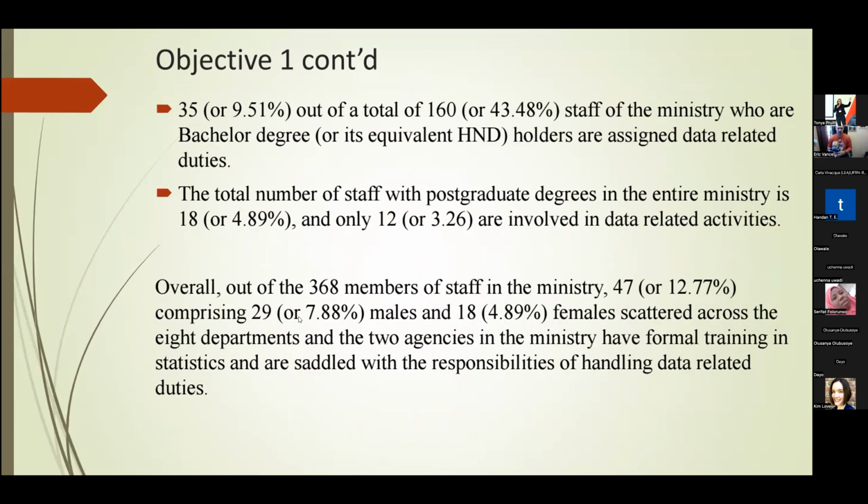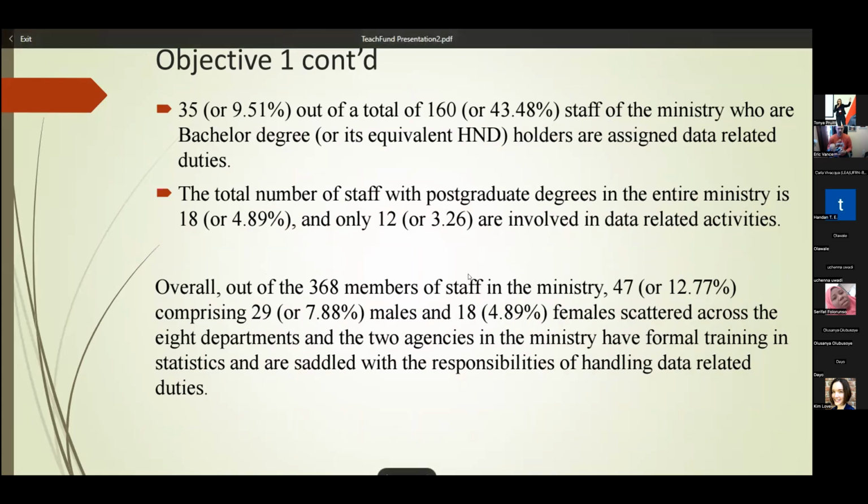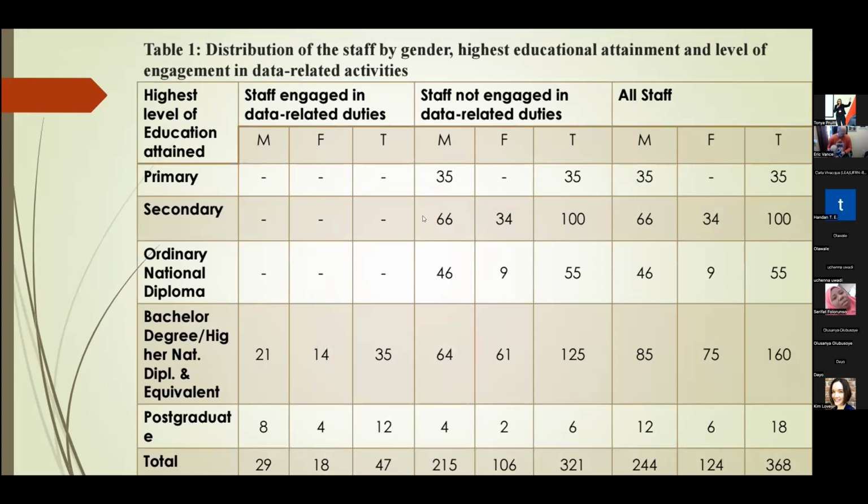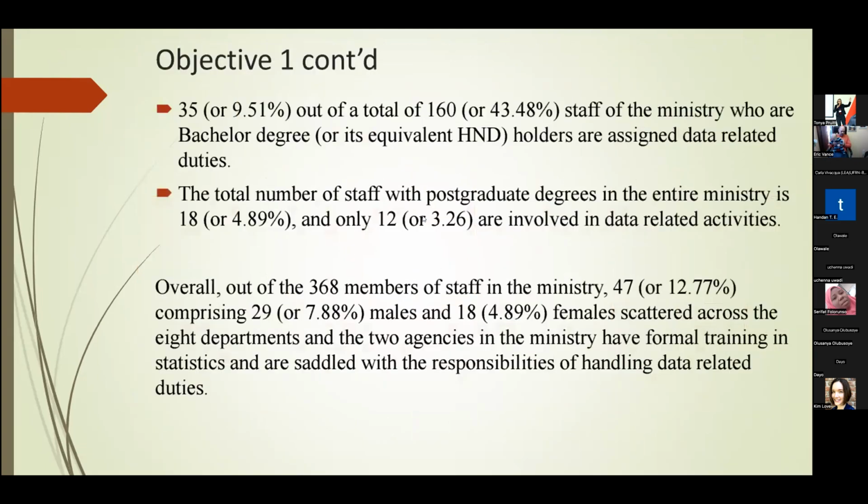And then out of the total number of staff with postgraduate degrees in the entire ministry, which is 18, only 12 are involved in data-related activities. The total number of people who have postgraduate degrees is 18. So out of the 18, only 12 are engaged in data-related activities.